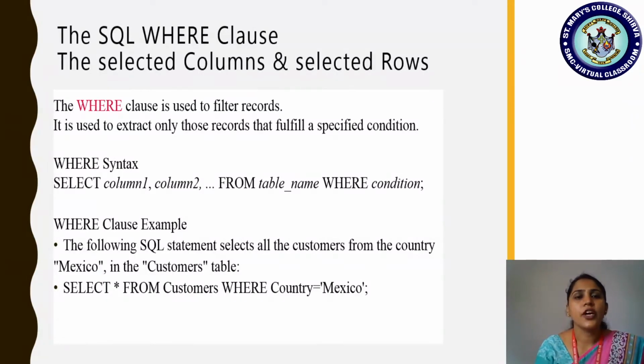Just check out here. The SQL WHERE clause, the selected columns and the selected rows. So how to select a particular column and particular rows. If you don't want to view all the rows, as I just told you, in the BCA student database we have first BCA, second BCA, third BCA, all the students' information. We have many rows. In that, I want to select only the first BCA students' row information. Are you all understanding? If I want only the student ID and name, that is the only column which I want to refer.